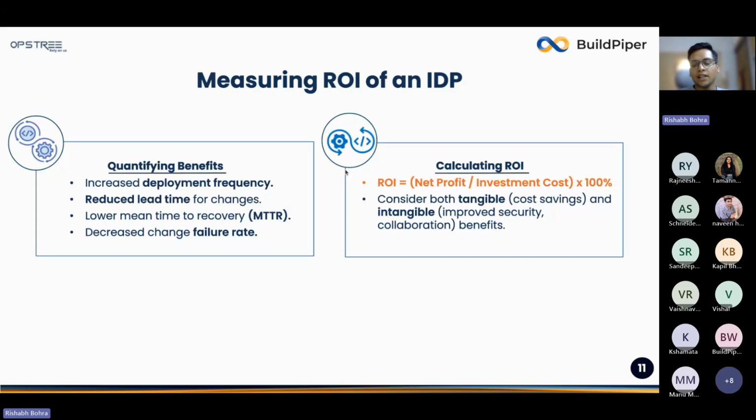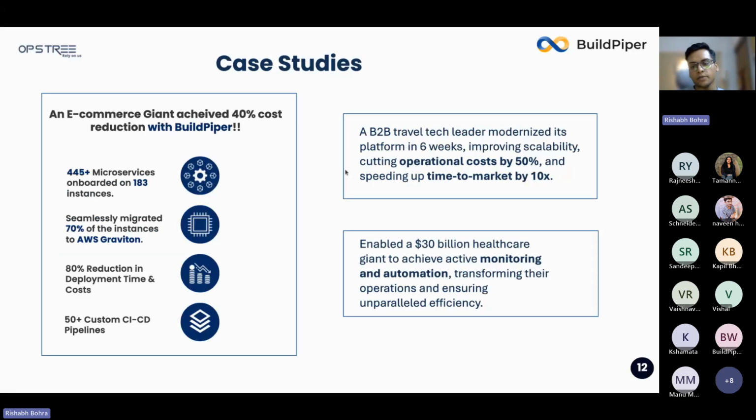And then we can consider both the tangible and intangible benefits in terms of, let's say, cost savings and also improved security and collaboration. The cost saving could be on the infrastructure side as well as on the human resource side, the engineers who are actually working in the engineering teams. So the benefits could be both tangible and intangible, and combining both of them, you can calculate a complete return on investment whenever you are creating or using an IDP. Here are some of the case studies.